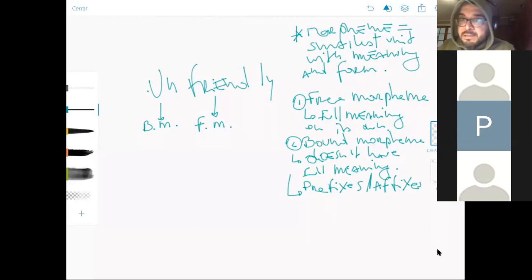Therefore, an is in front of the free morpheme, so it is a prefix. Li is the very same idea. Li does not have a full meaning on its own, therefore it needs a free morpheme to be attached to, right? Therefore it's a bound morpheme. But this one is not a prefix because it is not in front of the free morpheme. This is after the free morpheme, therefore it's a suffix.